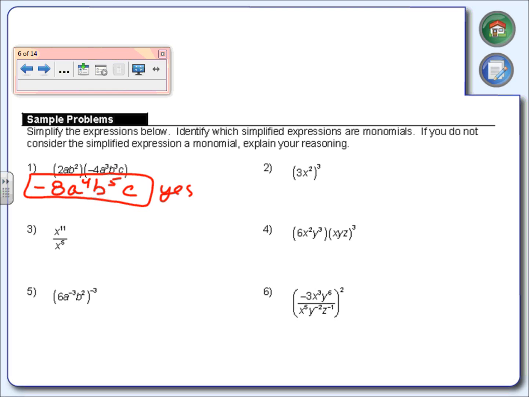Number 2, we got 3x squared cubed. Everything in parentheses needs to be cubed. Let's start with the 3. Miranda, what's 3 cubed? 3 to the third power. You can use your calculator, that's all right. I'll take points off for using calculators. 3 cubed.